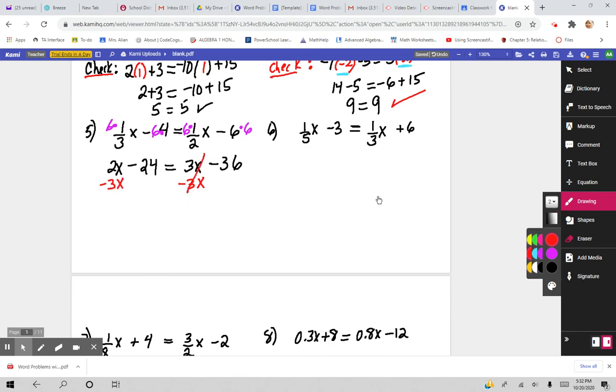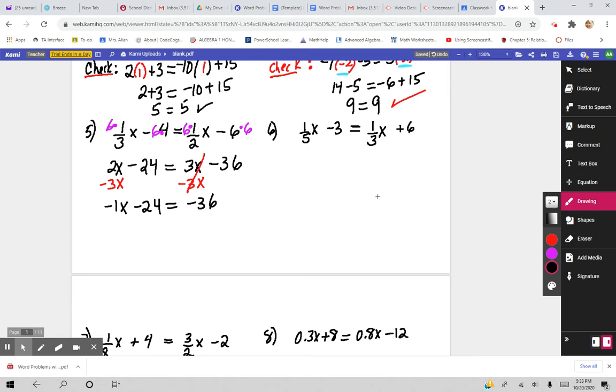This will be gone from here. And now we have 2x minus 3x. So you're combining 2x plus negative 3x. It's going to give you negative 1x minus 24 equals negative 36.